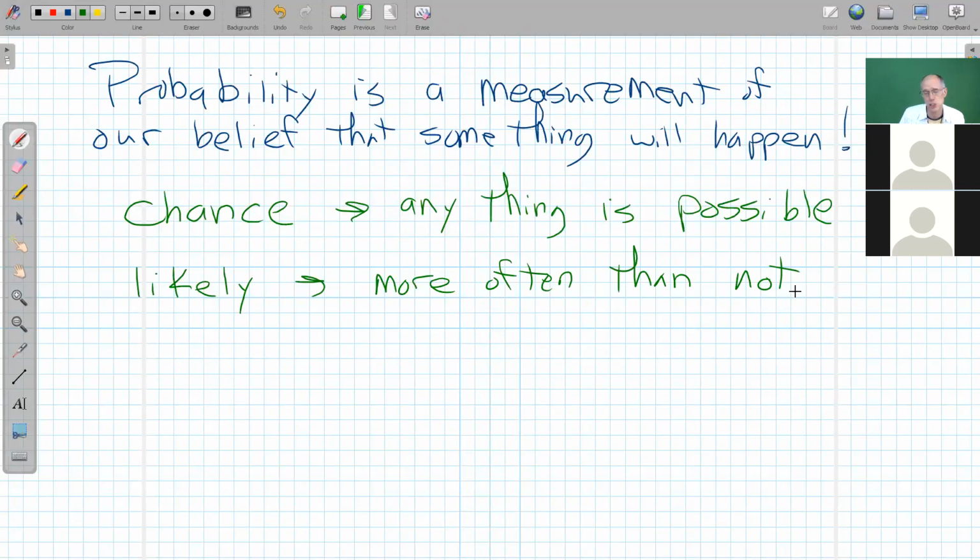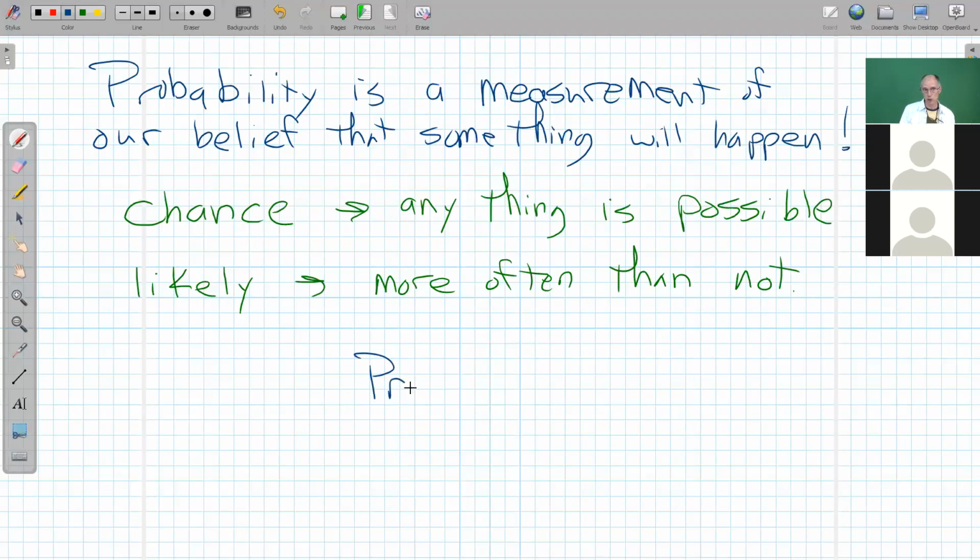So for example, last year, if you asked me, hey Gary, are you gonna bike tomorrow? I would have definitely said likely. There's more of a chance I will bike than not bike. As far as any of these, chance or likely, it's all references to probability.